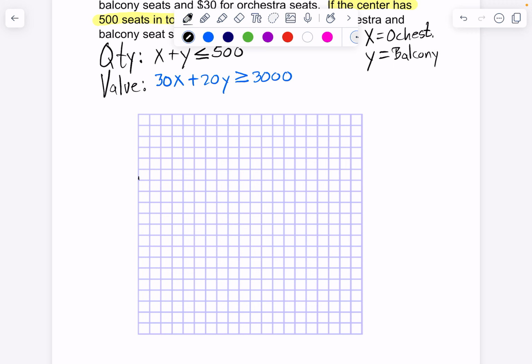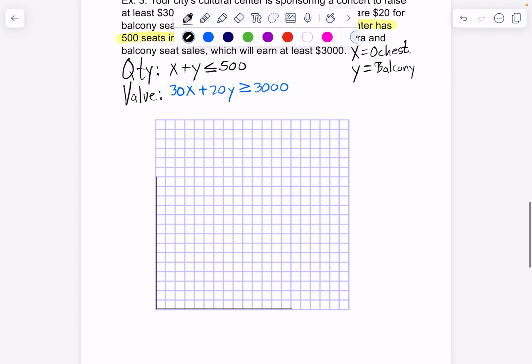So first off, let me go ahead and make a little graph here. And I'm going to go by, let's say, 50s. So 100, 200, 300, 400, 500. We're going to do the same thing on the y value as well.